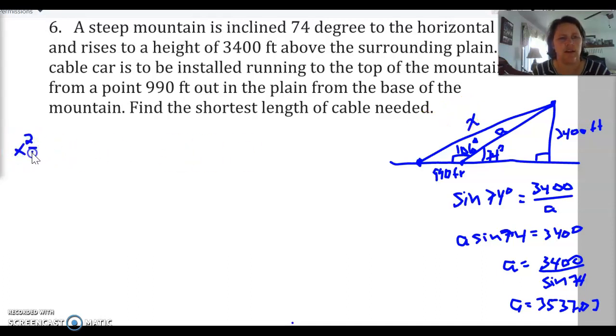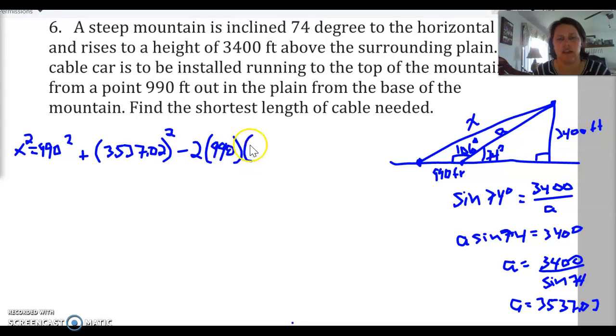So x squared is going to equal the other two sides squared. So 990 squared plus A squared, which, remember, we solved that, is 3,537.02 squared, minus 2 times the other two sides, which are 990 times 3,537.02, then times cosine of 106. Alright, and then you can go ahead and put all of that into your calculator.